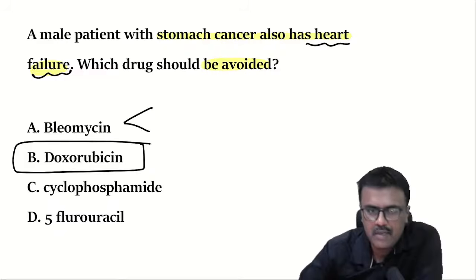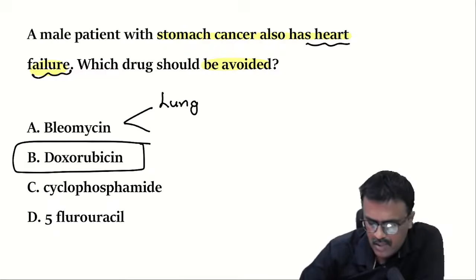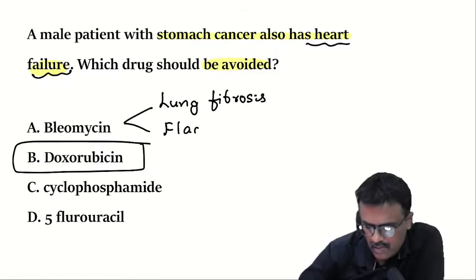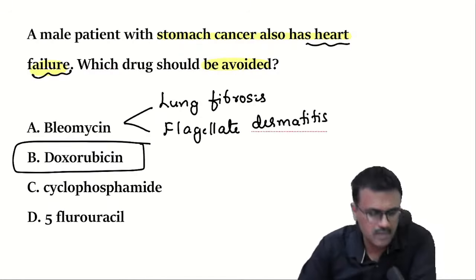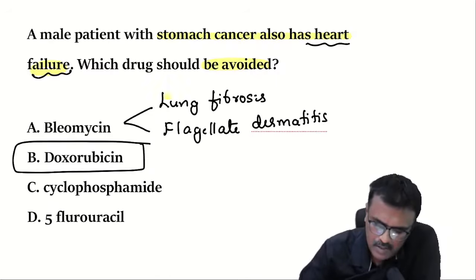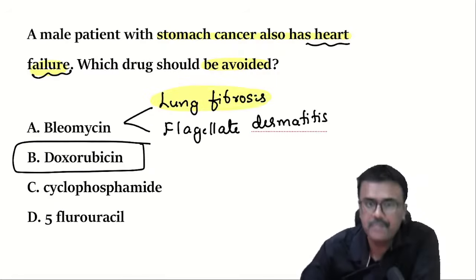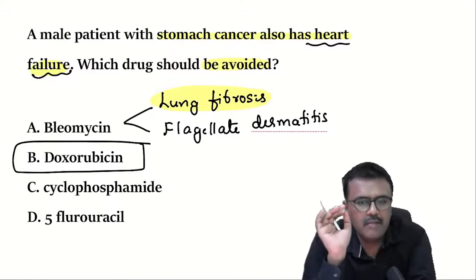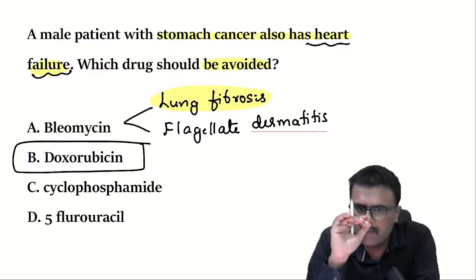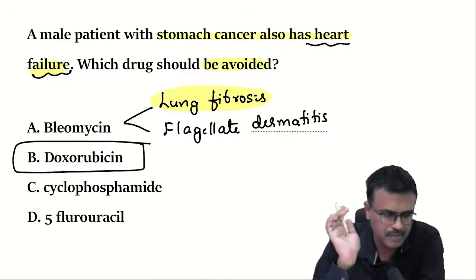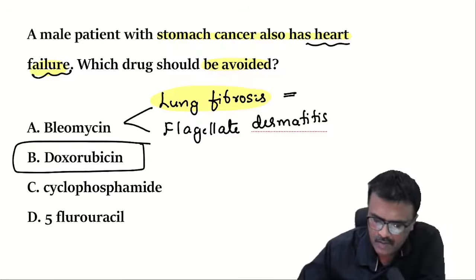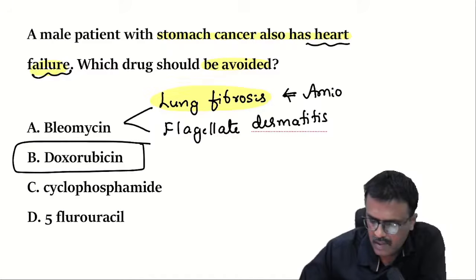Bleomycin, two adverse effects are tested. It can cause lung fibrosis and also it can cause flagellate dermatitis. Both have been tested. Can you tell me an antiarrhythmic causing lung fibrosis? The name is amiodarone.